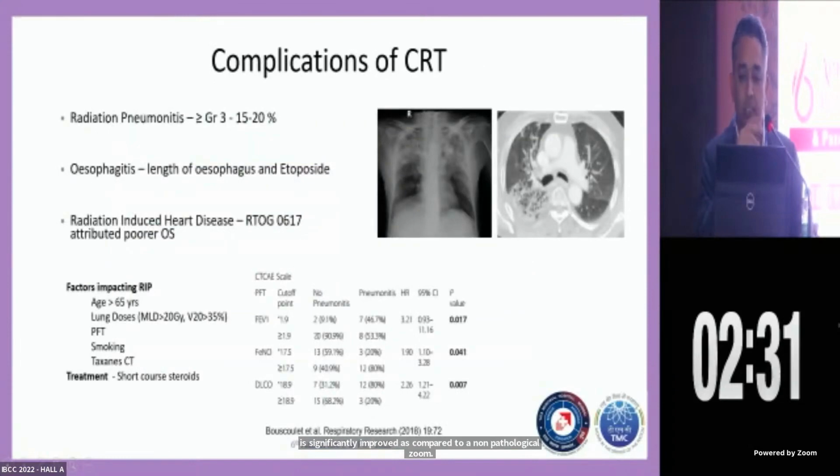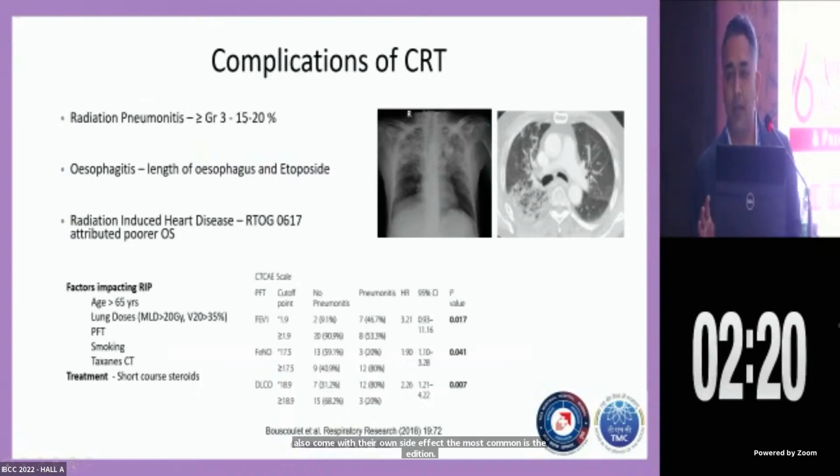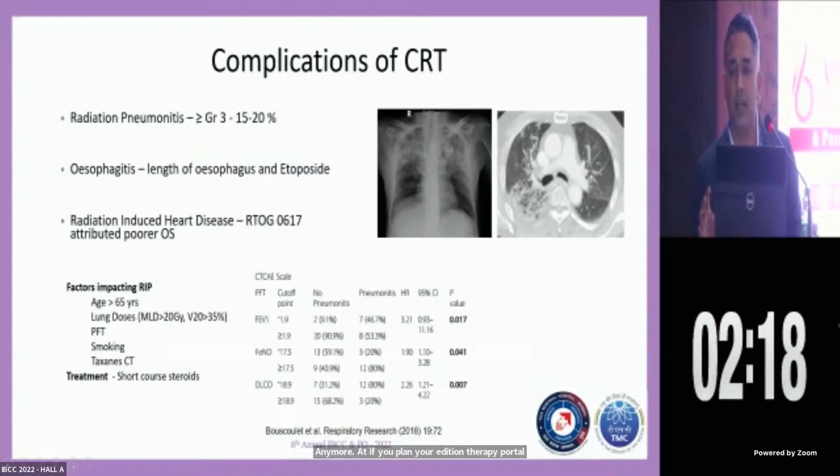We should also acknowledge the complications of chemoradiation therapy. Chemoradiation therapy will come with its own side effects. The most common is radiation pneumonitis. If you plan your radiation therapy portal well and to a lesser volume, the radiation pneumonitis rate of grade 3 will not be more than 10%. But if it is a large volume and the planning is not very particular, then the chances of radiation pneumonitis can be as high as 10 to 20%, and it can affect very significantly the quality of life of the patient.